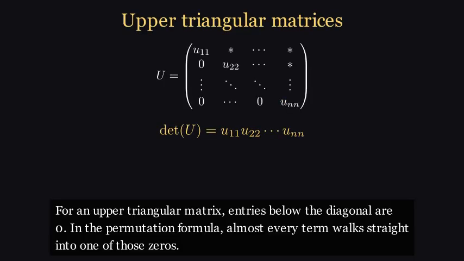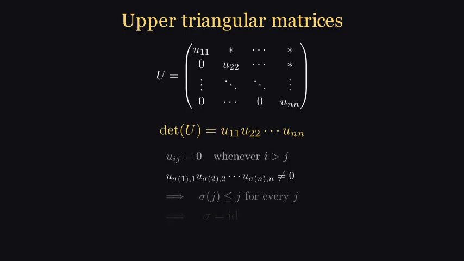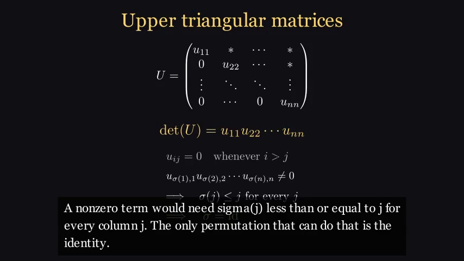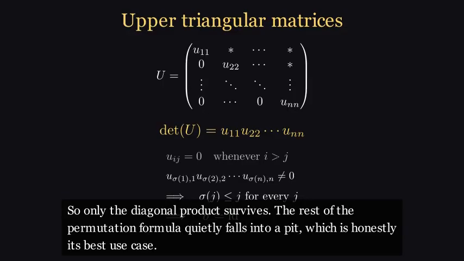For an upper triangular matrix, entries below the diagonal are 0. In the permutation formula, almost every term walks straight into one of those zeros. A non-zero term would need sigma of j less than or equal to j for every column j. The only permutation that can do that is the identity. So only the diagonal product survives. The rest of the permutation formula quietly falls into a pit, which is honestly its best use case.